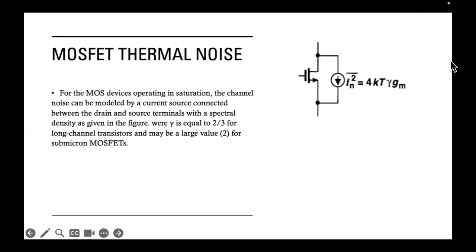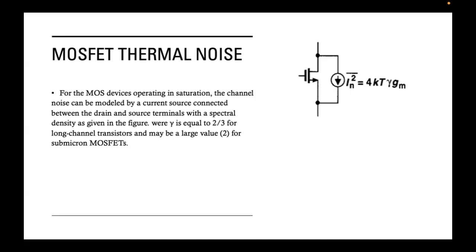The value of this current is 4kT. Again, k is the Boltzmann constant, and T is temperature. And here we introduce the term gamma. Whenever you are considering noise, as we mentioned, noise is a random signal that usually comes with some empirical or semi-empirical parameters.